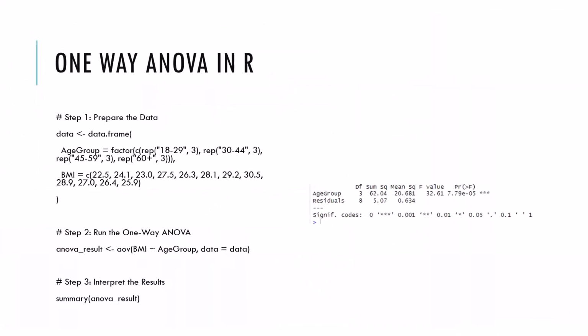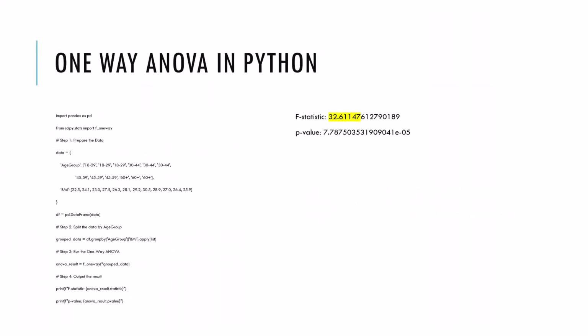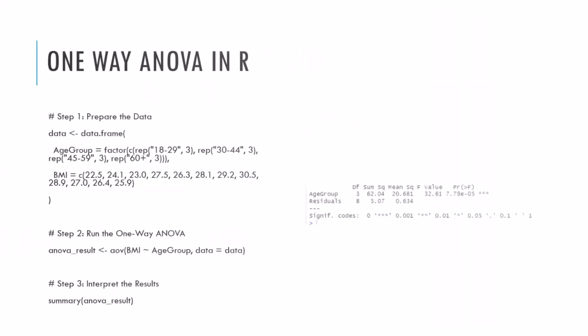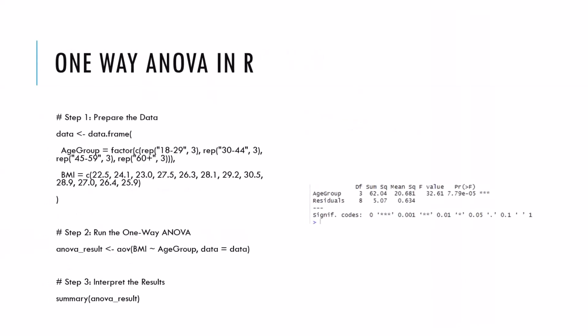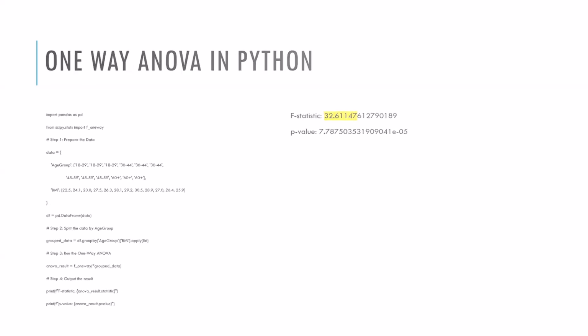So here's our one-way ANOVA in R and in Python. So remember, in ANOVA, the statistical test is the F statistic. So in R we've got 32.61, in Python 32.61. So we're getting the same results.